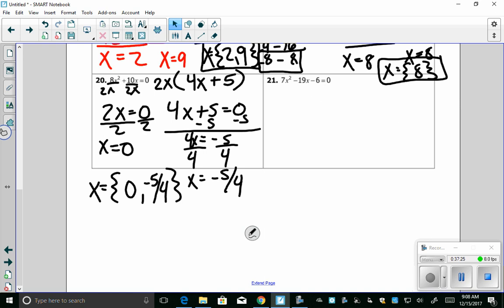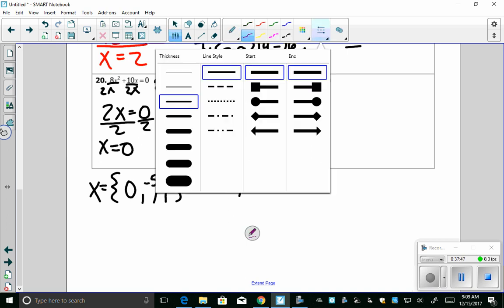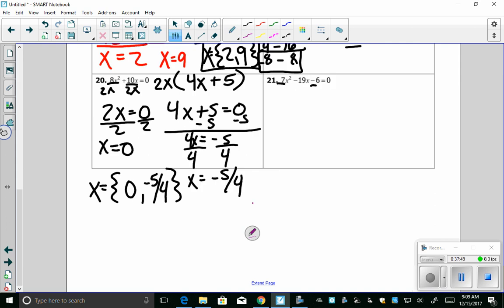Okay, number 21. If you look, you do not have a greatest common factor here. So because I don't have a greatest common factor, now I start factoring by busting the b. To bust the b, I do 7 times negative 6. When you do 7 times negative 6, you're going to get negative 42.